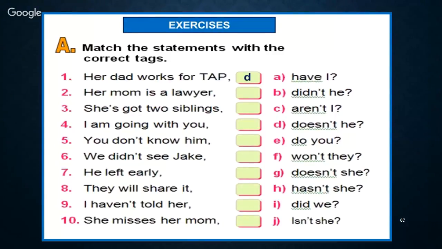SJM Polytechnic Chitradurga, are you online? Can you hear me?